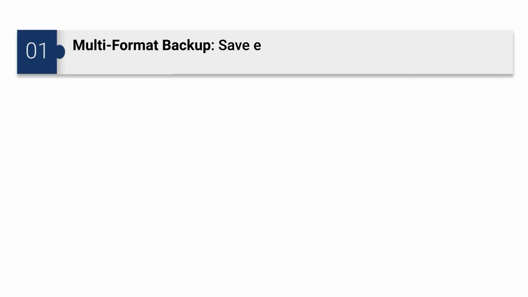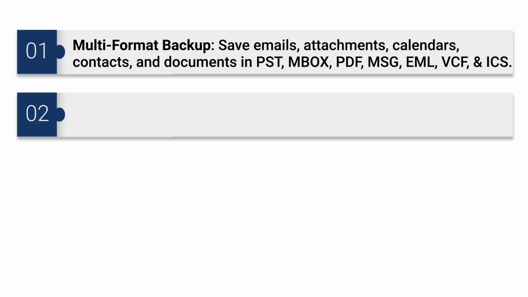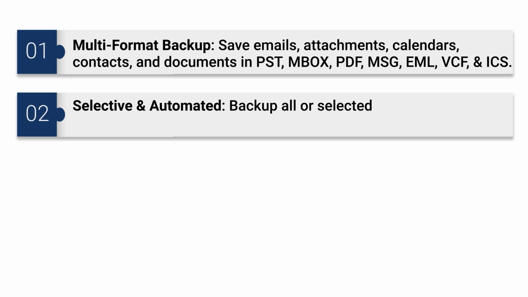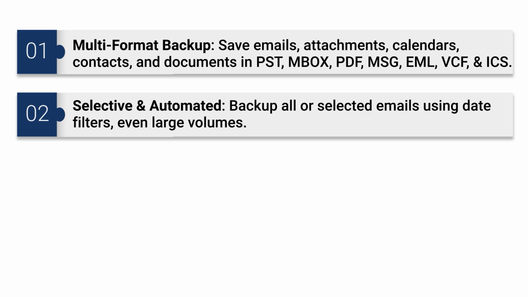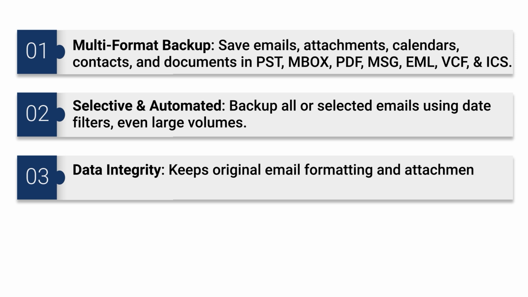Multi-format backup. Save emails, attachments, calendars, contacts, and documents in PST, MBOX, PDF, MSG, EML, VCF, and ICS. Selective and automated. Backup all or selected emails using date filters, even large volumes. Data integrity. Keeps original email formatting and attachments. Supports custom file naming.